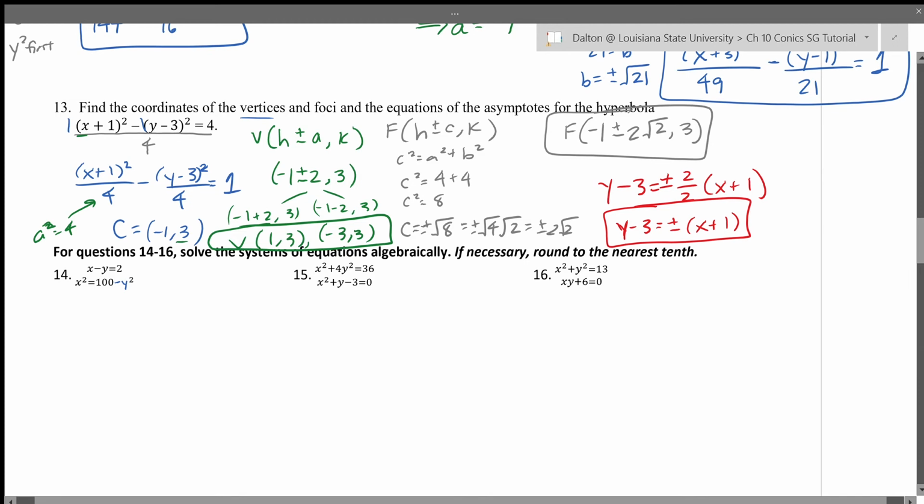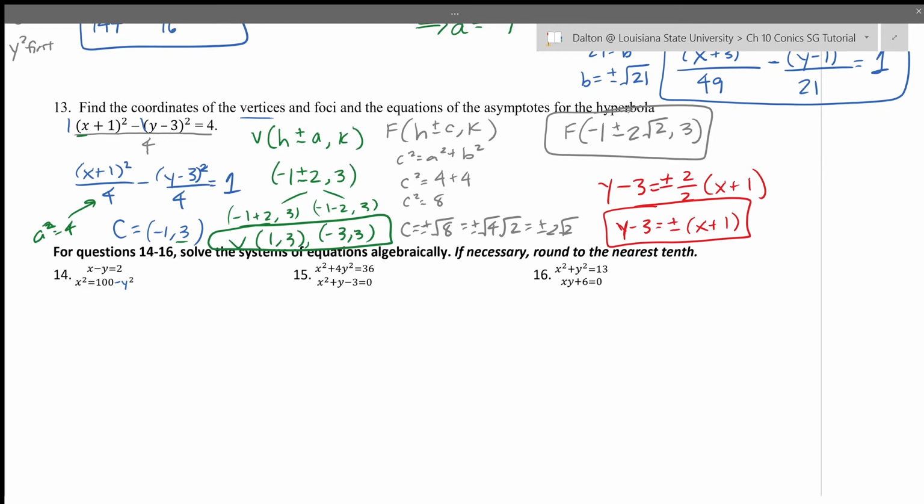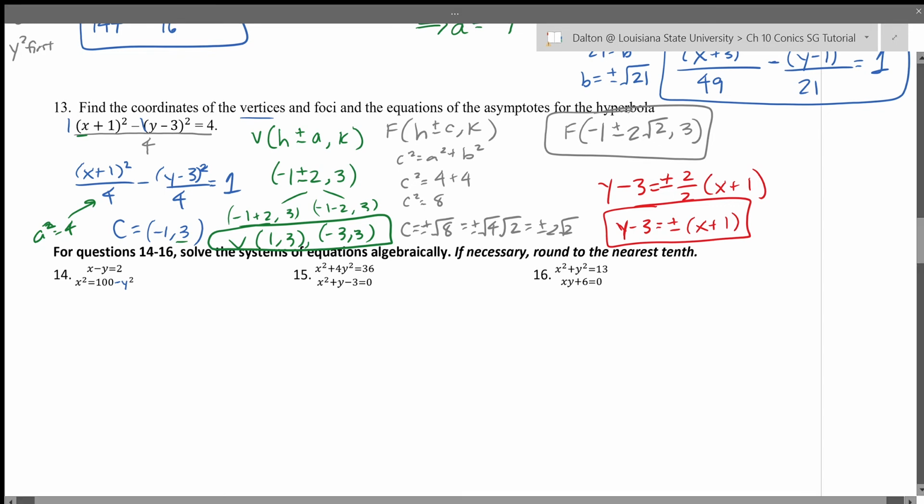Okay, my recommendation for this one, we don't have any variables that have common exponents. So when that happens, elimination is probably the way to go. So if I'm going to substitute, I'm going to go ahead and solve my top equation for x, which is going to be 2 plus y. And then I'm going to substitute this value for x into the second equation. So instead of x squared, I'm going to have (2 plus y) squared is equal to 100 minus y squared. And then my goal is to solve for y.